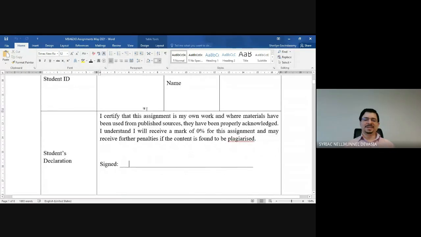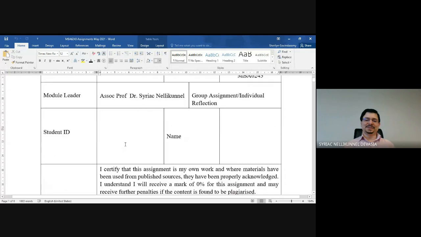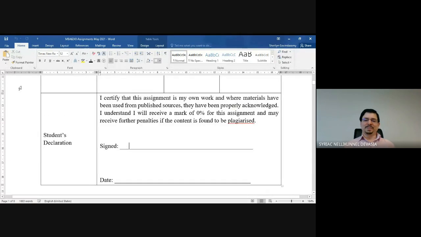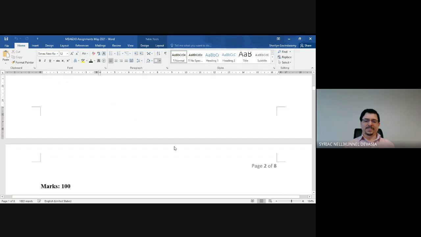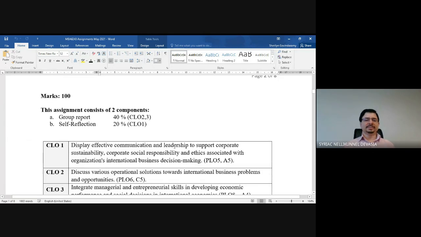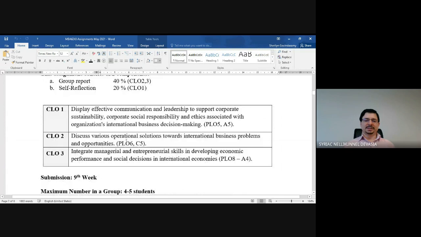You have to use this cover page. That's why this is given to you. This cover page is important and you have to put your name in the student's declaration. Type your name there. Okay. That's important.